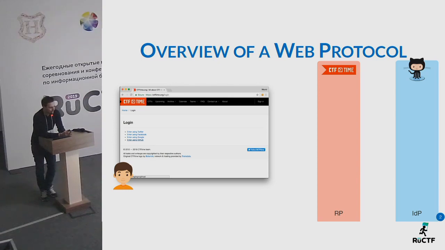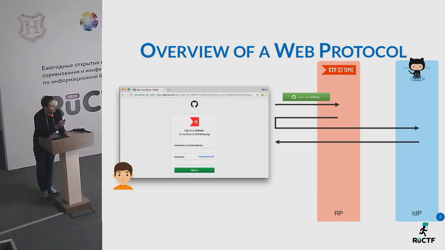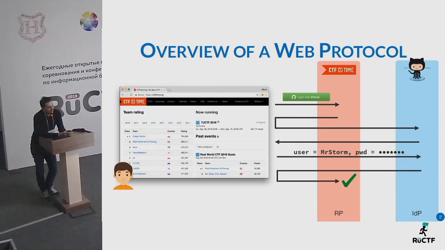It's CTF Time. But since I hate creating a different account on every website, I want to authenticate on that site using my identity on a different website, like in this example, GitHub. So what do I do? I go to the login page of CTF Time. I click on the "enter using GitHub" link. Once I do that, CTF Time redirects me to GitHub. Here I'm presented with a form where I have to provide my credentials, username and password. Once I've done this, I get redirected back to CTF Time, and I'm automatically authenticated there.